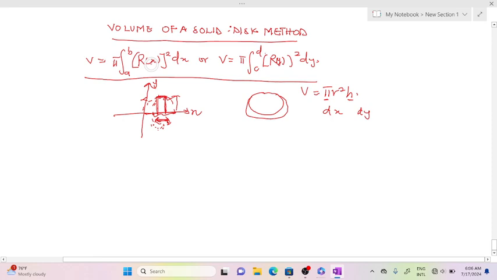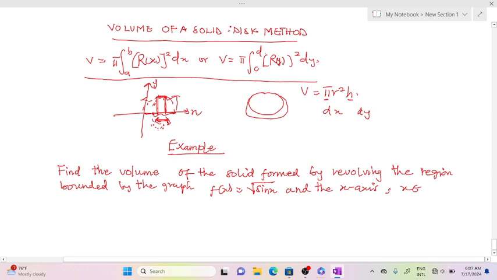Find the volume of the solid formed by revolving the region bounded by the graph f of x equals square root of sine x, and the x-axis, where x is a member of the interval 0 to pi, about the x-axis. So let's analyze the problem.